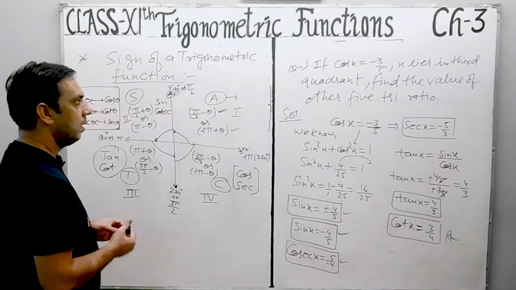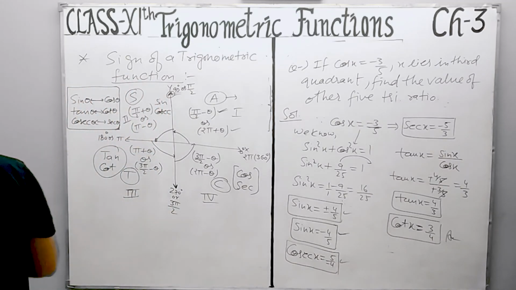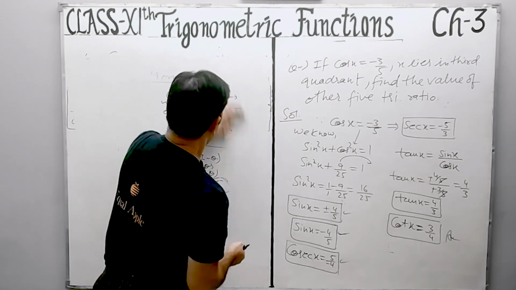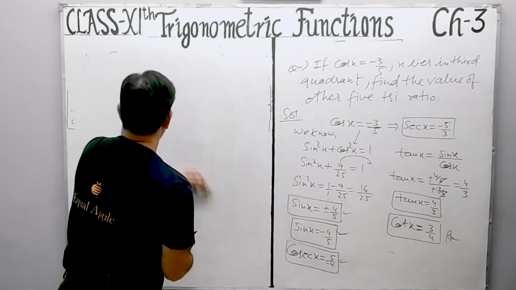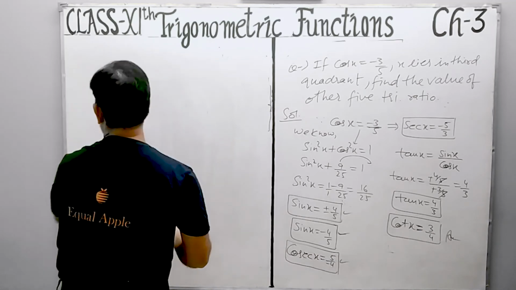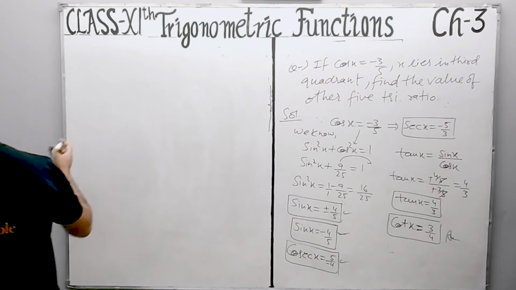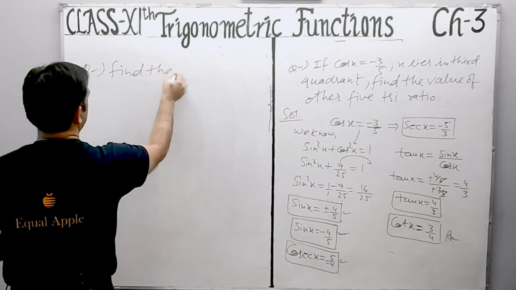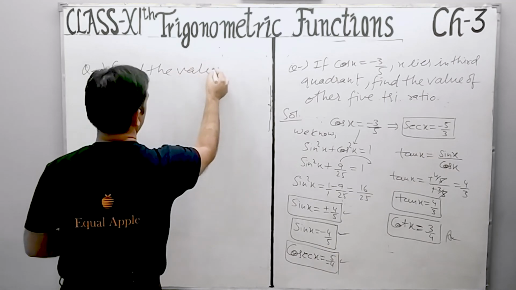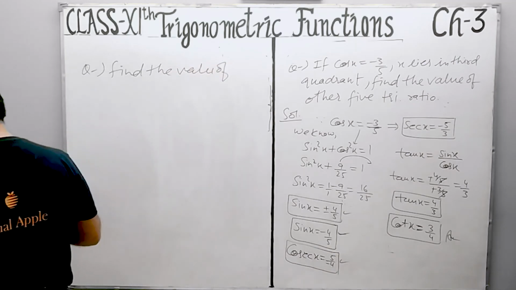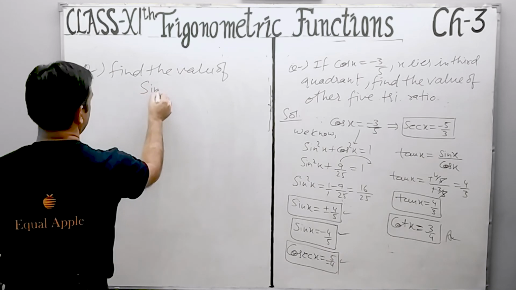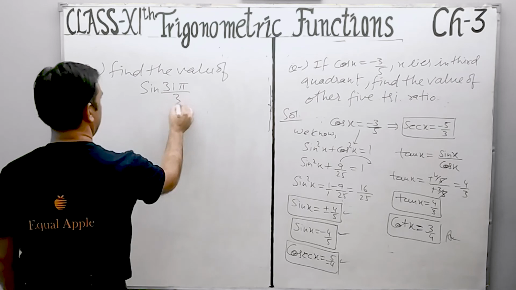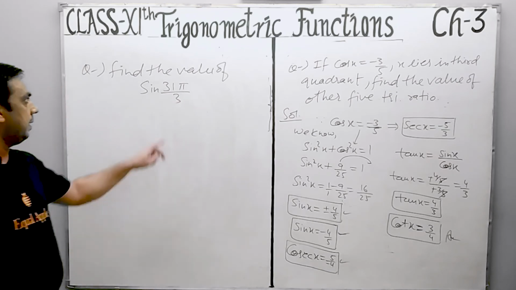Right? Now we come to the next and the last type of question. In this question, we need to find the value of sin 31 pi by 3. So this is in radian.